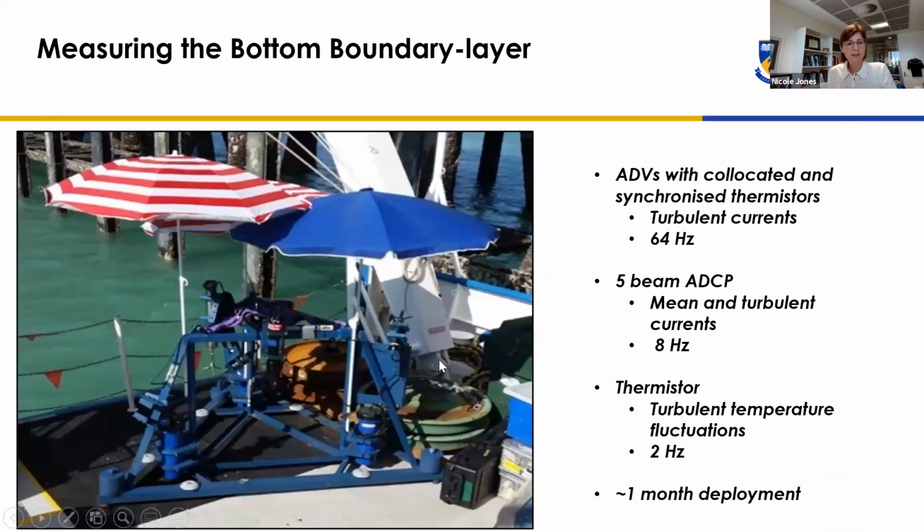So in reality, the Bottomlander frame looks like this. Of course, the umbrellas are actually removed for the deployment. They're just to protect the instruments from the fierce sun while they're on the back of the deck. So you can see on here an acoustic Doppler velocimeter, which is co-located with this microsquid, which measures concurrently the temperature at high frequency.